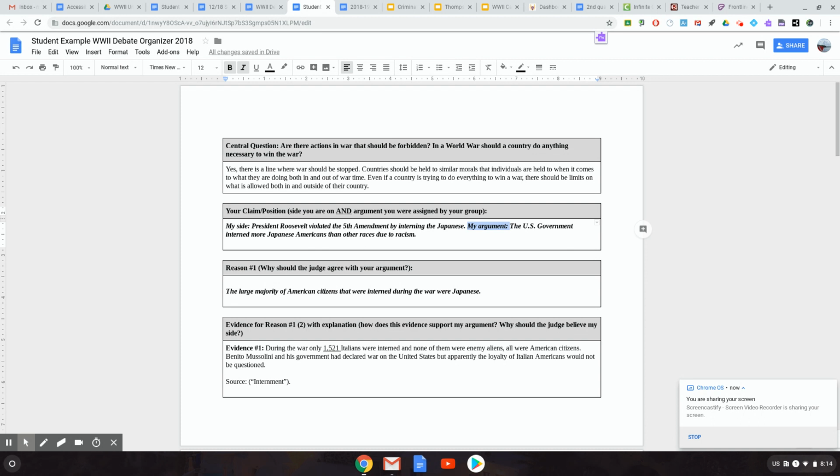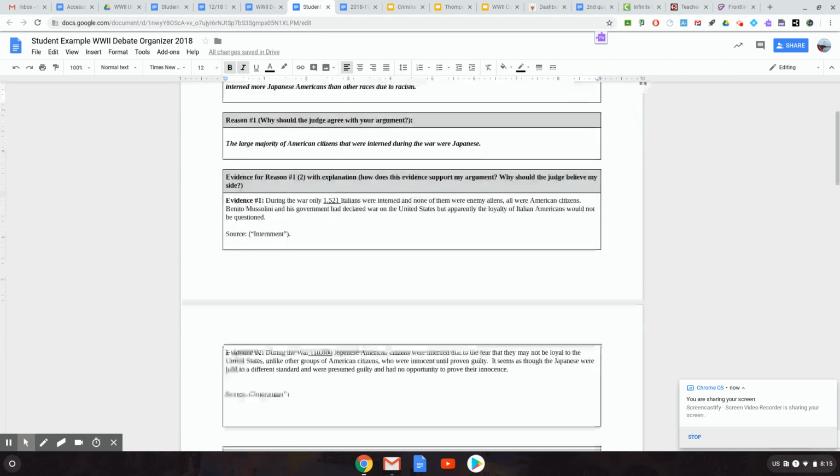What you need to do next is come up with 3 main points about your argument, and then evidence to support those 3 main points. So reason number 1, why should the judge agree with your argument? The student example here is that the large majority of American citizens that were interned during the war were Japanese.